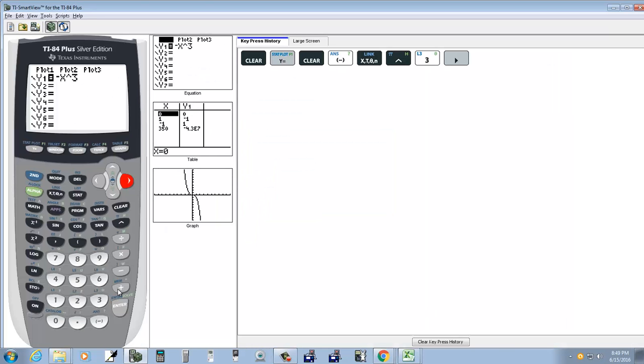Plus 6x squared. So plus 6, then the x squared button. Minus 9x. Minus 7.